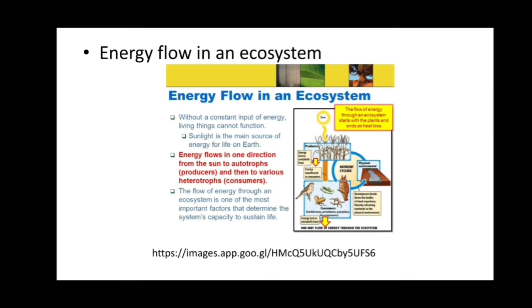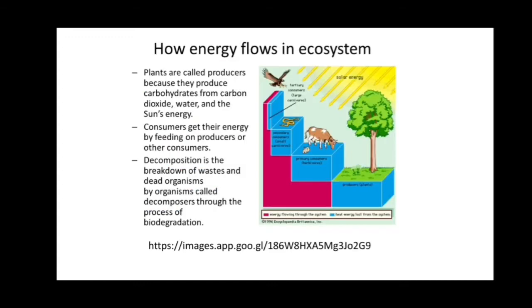Here, the flow of energy is in one direction from the sun to autotrophs, that is producers, and then to various heterotrophs, that is consumers. The flow of energy through an ecosystem is one of the most important factors that determines the system's capacity to sustain life. Here, how the energy flows in ecosystem. So plants are called producers because they produce carbohydrates from the carbon dioxide, water and the sun's energy. And consumers get their energy by feeding on producers or other consumers.